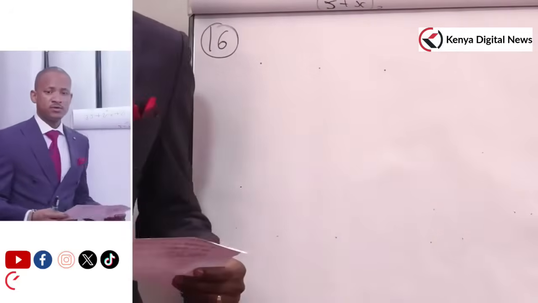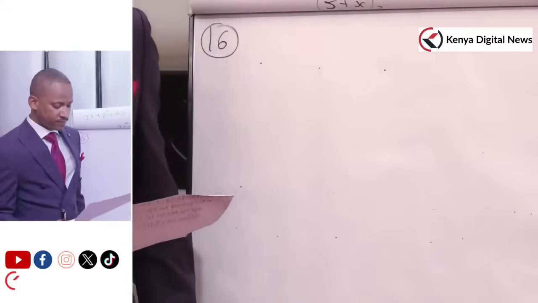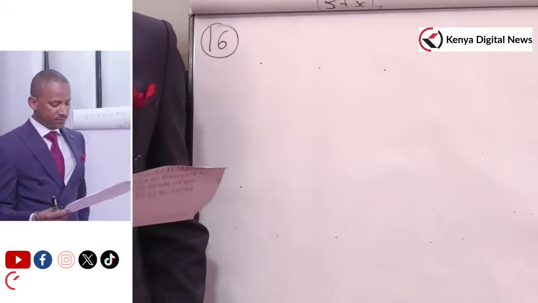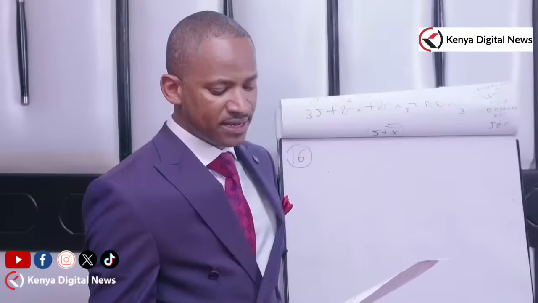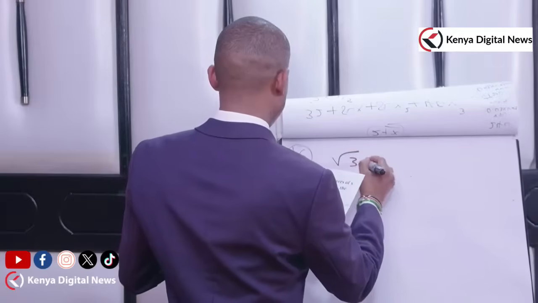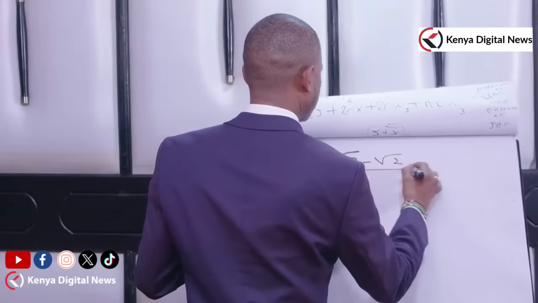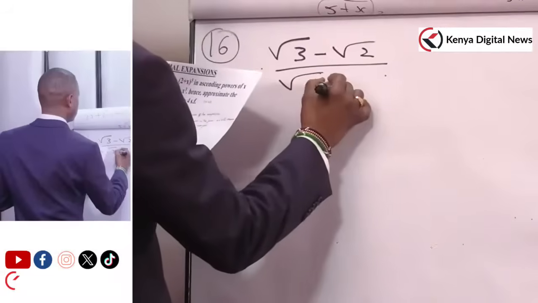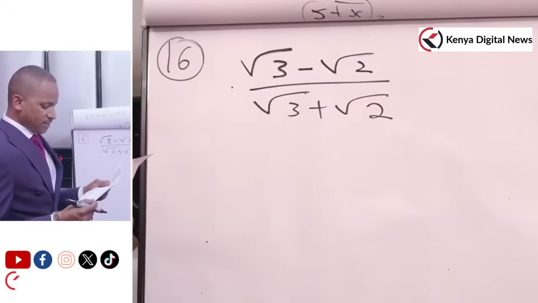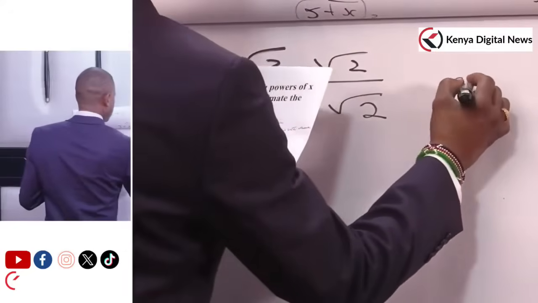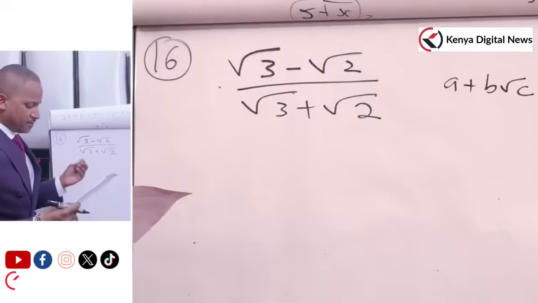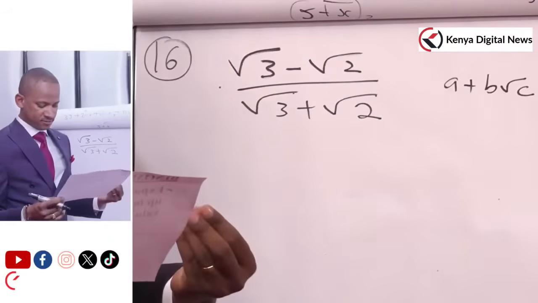So I want you to write down the question. The question states, simplify by rationalizing the denominator of the expression. The expression is on the board here: root 3 minus root 2 divided by root 3 plus root 2. Giving your answer in the form of A plus B root C, where A, B, and C are integers.